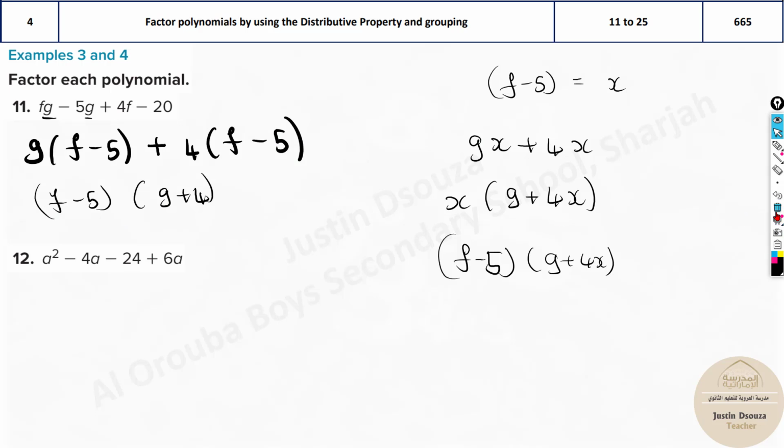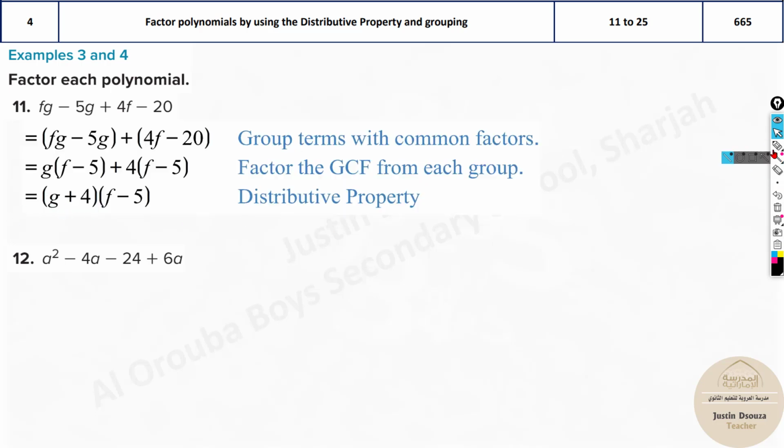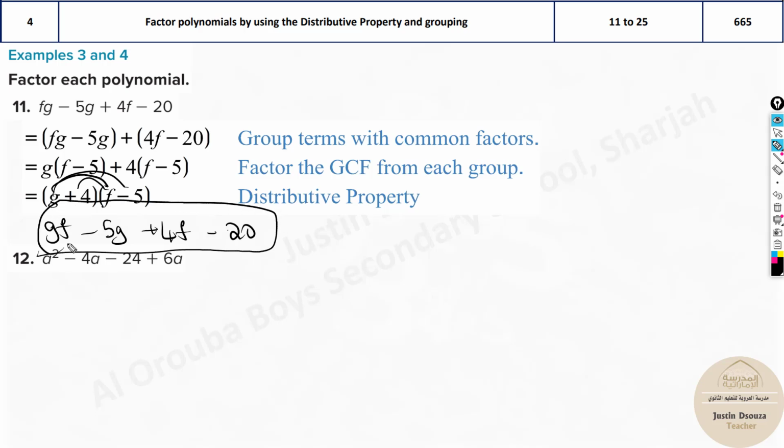Now there is one more way. Before calculator method, I'll tell you one more way. You will have four options, right? You need to multiply them. Let's multiply this. G times F. What is it? GF. Here again, minus 5G plus 4F minus 20. Now compare minus 20 plus 4F minus 5G, GF or FG, it's the same. This is the correct answer. It should match the question. So this is how we can solve it.